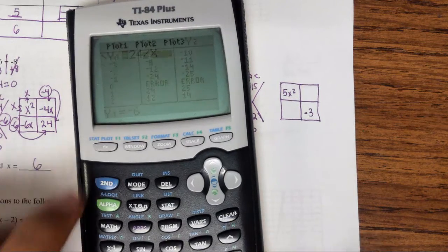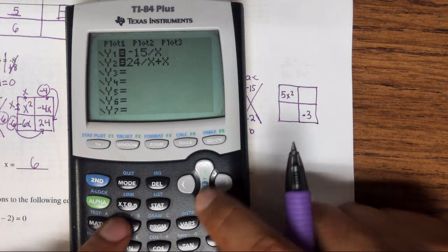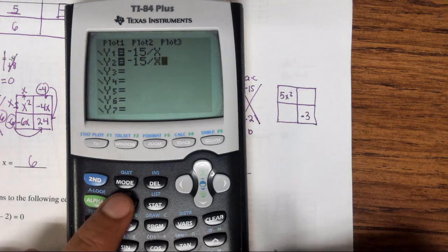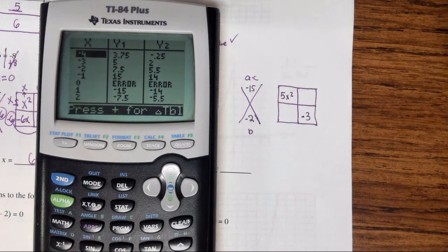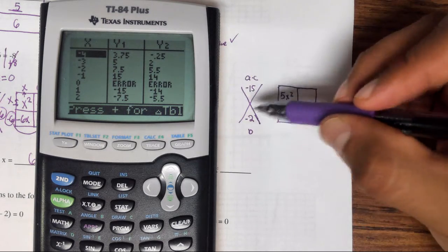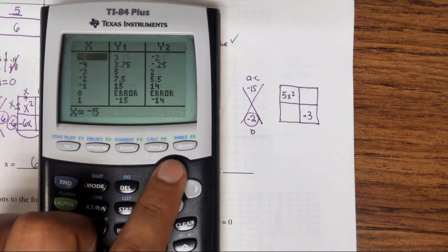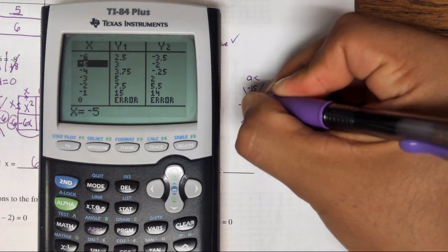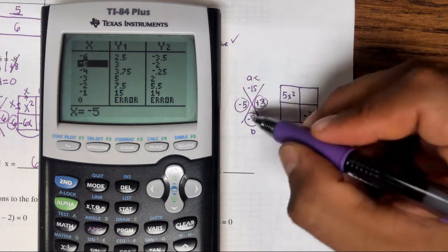I then go in my calculator. This time we have negative 15 divided by x, and negative 15 divided by x plus x are my two factors. Do the second graph. And again, I'm looking for my bottom number now in my second column. So we're looking for the negative 2 in this column. If I see positive 2, I'm looking for negative 2, which is right there. Negative 5 and 3. So those are my two factors. Oops, positive 3. So then these two go in the box.